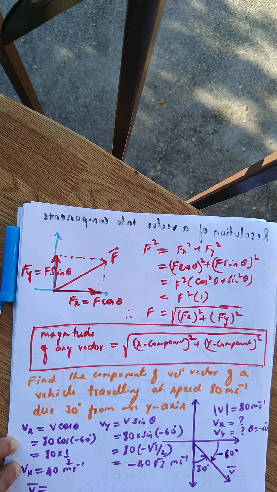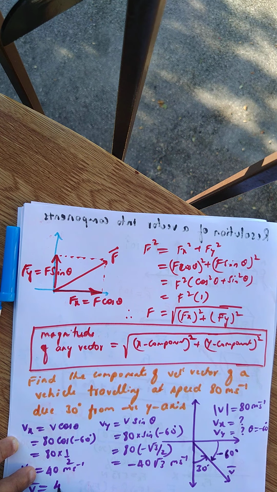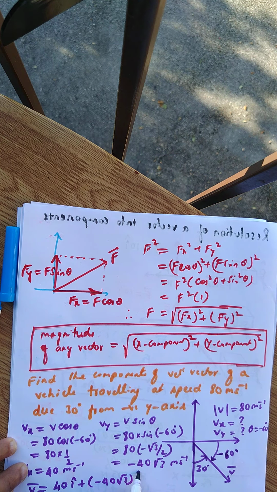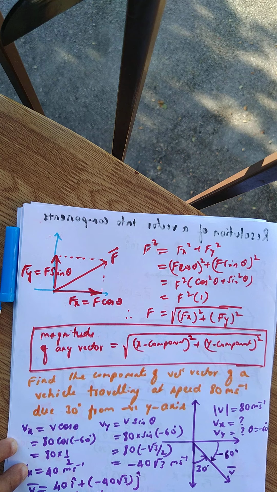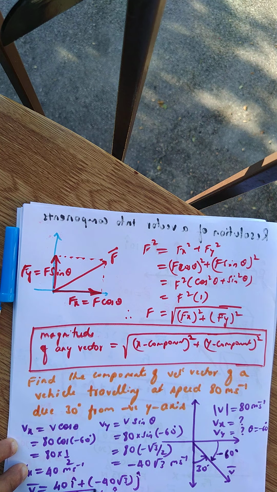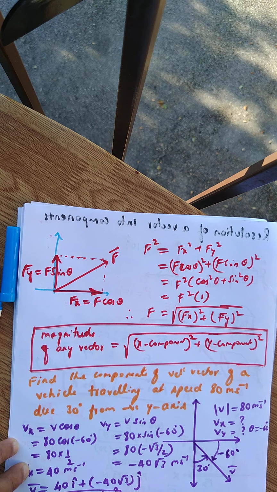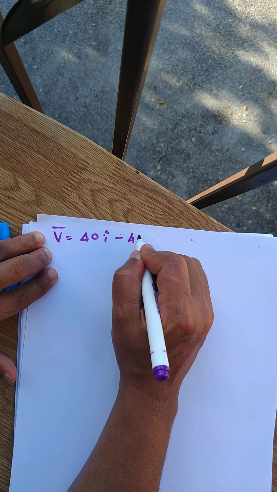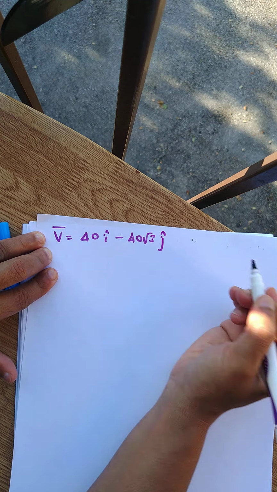So the velocity vector of the vehicle along x is 40 meter per second. So 40 i cap plus minus 40 root 3 j cap, right? That is because V is equal to Vx i cap plus Vy j cap. This is our standard representation. So we got our velocity vector to be 40 i cap minus 40 root 3 j cap.